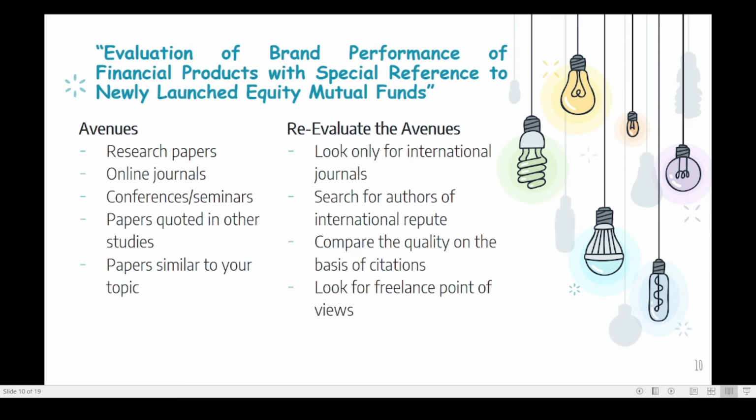Compare the quality on the basis of citations. This is an important avenue. You have to look for the citations. When you search on ResearchGate, Elsevier, or some other international repute journal or series of journals, the value of the same can be judged on the basis of citations made. Citation means that your particular paper, or the paper of a particular author, has been quoted this number of times: 10, 20, 30, 40, 200, 300, 400, 1000, 2000, 5000 times. So this means that yes, this paper is of use to us.